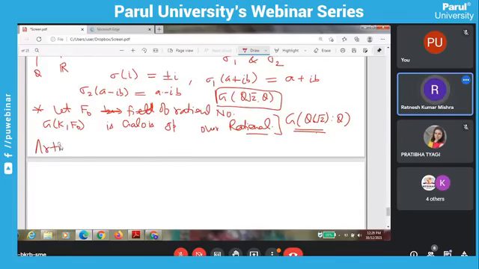Now, Artin theorem. Suppose K is any finite extension of field F. Therefore, the Galois group of K over F is finite. We can say that the order of the Galois group of K over F is finite, equal to the degree of K over F. So this is the Artin theorem.